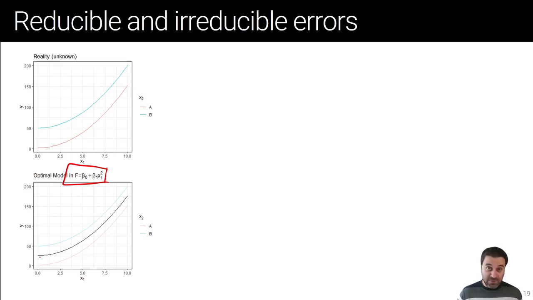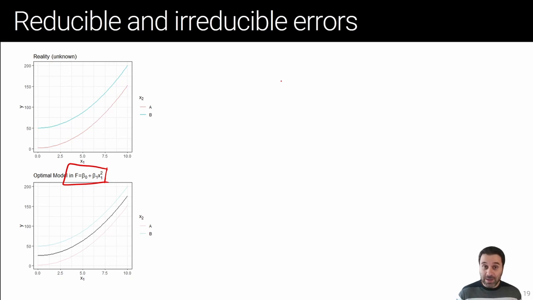Now, under this class of models, the optimal one is the one in black here that you see. It fits the data a little bit better. Still have no idea about the difference between A and B, about the red and the blue, but at least it knows about the quadratic nature of the relationship between y and x1.